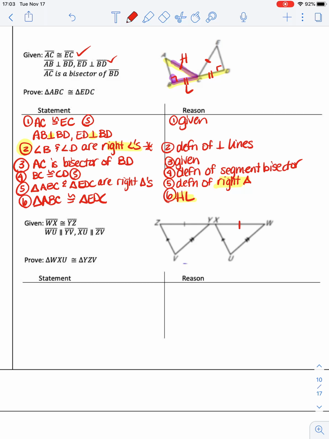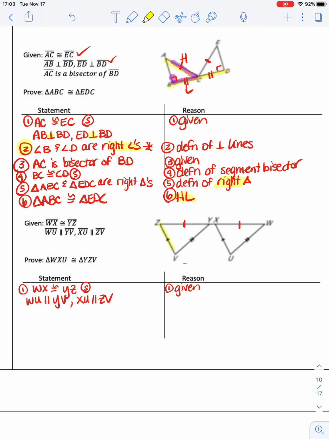Okay, and then this last one. We've got WX is congruent to YZ. So let's go ahead and write that down. WX is congruent to YZ, and that's given. And while I'm here, I've got my congruent sides, so I'm going to go ahead and write this down. WU is parallel to YV, and XU is parallel to ZV.